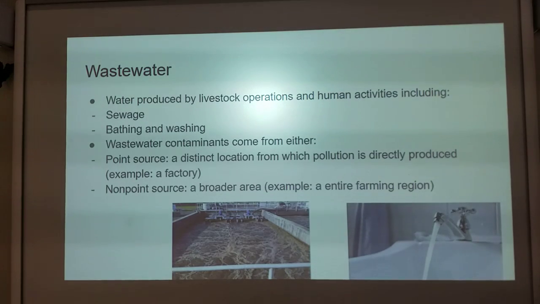Okay, there are 2 types of pollution that we're looking for: either point source pollution, which is a distinct location from which a pollution is directly produced, for example, a factory or a home. But usually we don't pinpoint a specific home unless there's some sort of tragic environmental disaster happening at that place. Most of the pollution I'm referring to when it comes to wastewater, like the water that comes from your house, is considered non-point. This is a broad area. So this would be like all the wastewater from all the residences in Alton, Illinois. Okay, that would be a non-point source of water pollution or wastewater.